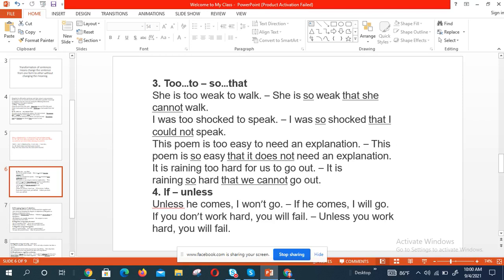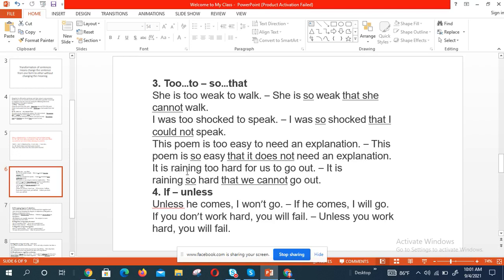Look at the next example. The poem is too easy to need an explanation. Here too is used before an adjective. To is used before a verb. You get too, so you have to use so that. This poem is so easy that it doesn't need an explanation.